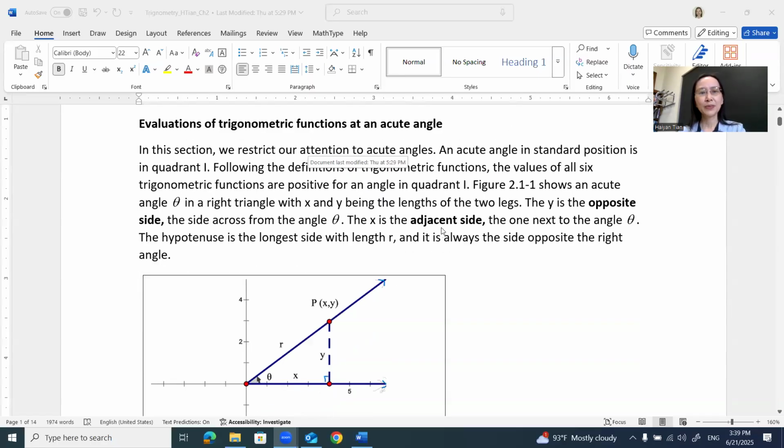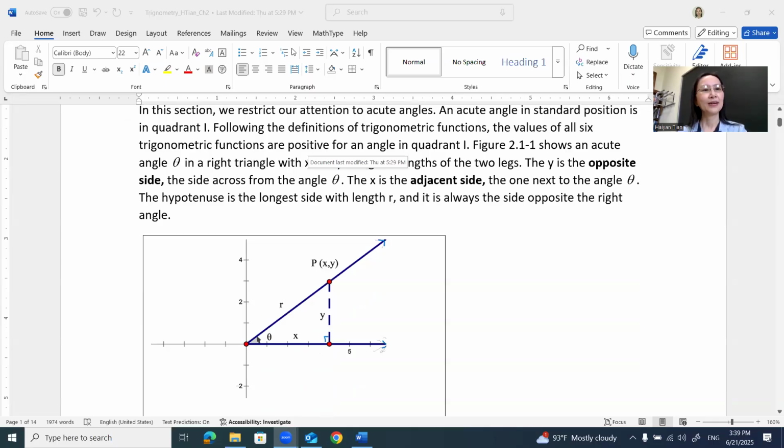So here we look at this theta. You see the theta is given in the standard position. So this is standard position, that is, the initial side coincides with the positive x-axis, and the vertex of the angle is at the origin, right? So that's a quick review of theta.